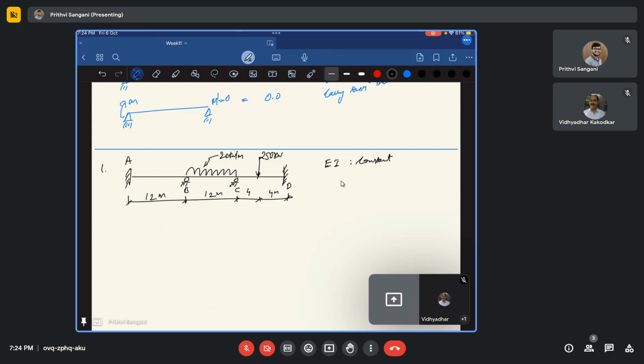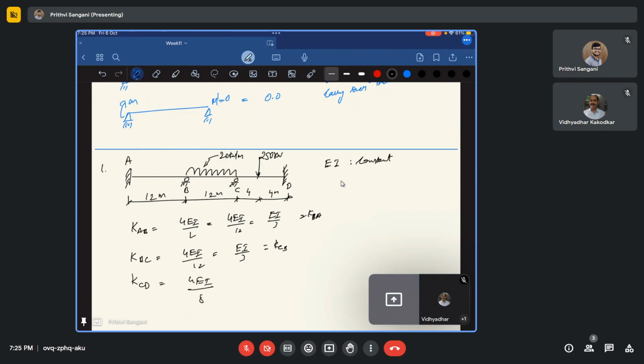So let us first find the stiffness of AB. The stiffness of AB is K, which is 4EI by L. Let me write L as 12, so 4EI by 12. So this is going to be EI by 3. Next, KBA is also the same. KBC is going to be 4EI by 12, and this is also the same. KCB is the same.